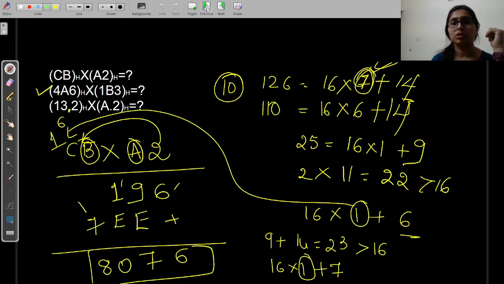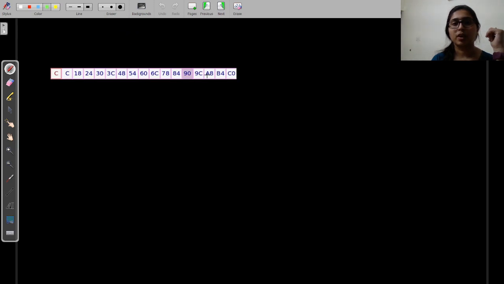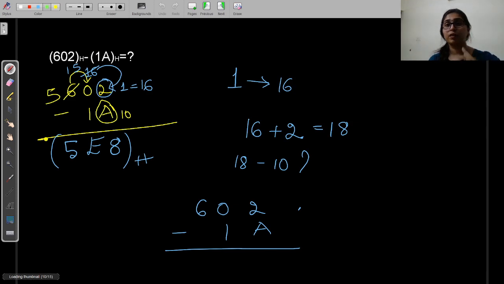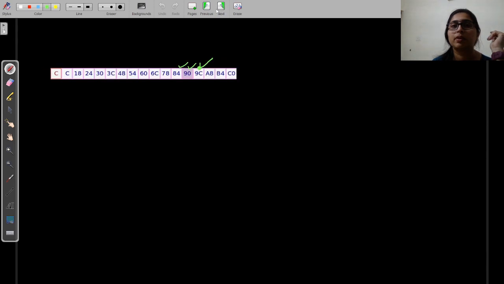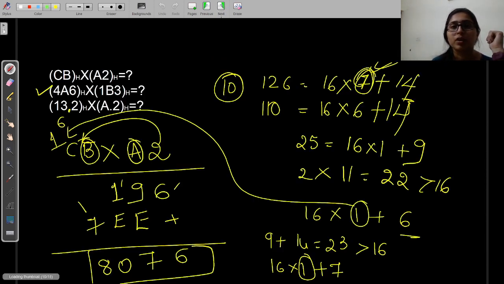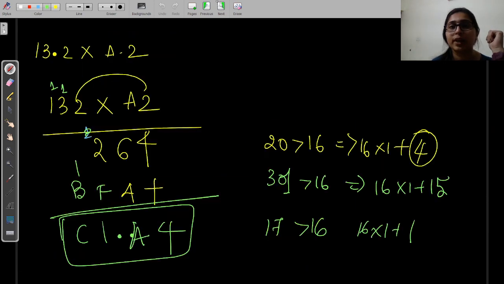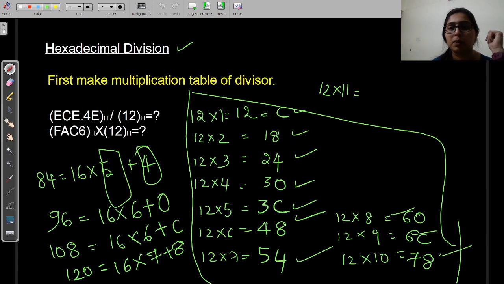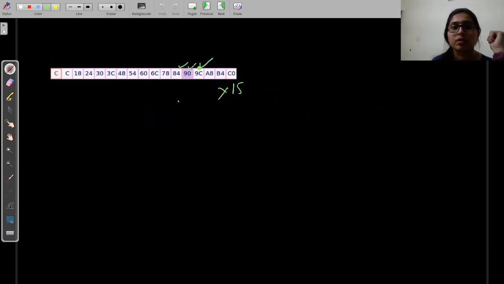Again, you have to go back to the table. A4. This is A8. We cannot go for this. You have to go for this 9C. So this is 11, this is 12, this is 13. So write till 15, okay? Not only till 10. Better write till 15 because it is hexadecimal, right? Otherwise you will be stuck in this position. Here I took only 10 values, that's why I had to refer to the table. Better complete this and write it. Okay, so we got it. I will take this here.